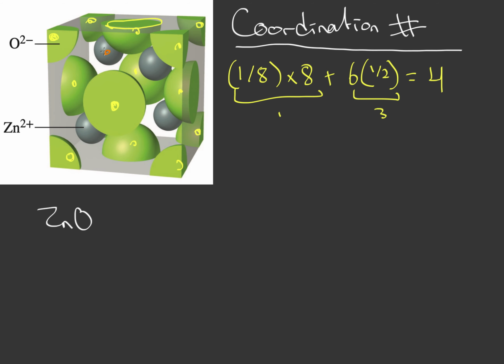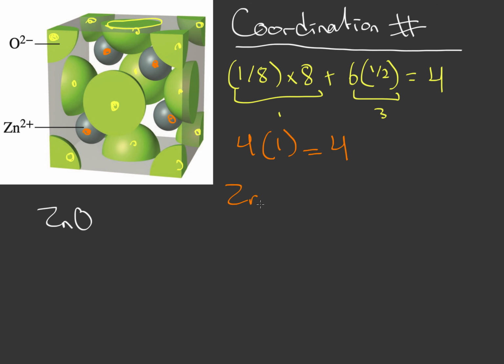Now let's do the same thing for zinc. Zinc, we see the whole atom in the entire unit cell. So we have 1, 2, 3, and 4 full atoms in the unit cell. So we see 4 times a whole atom in this entire unit cell. So our coordination number is 4.